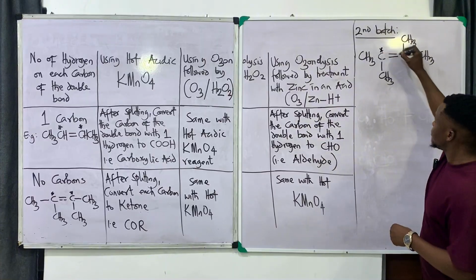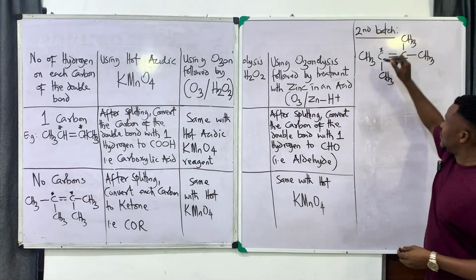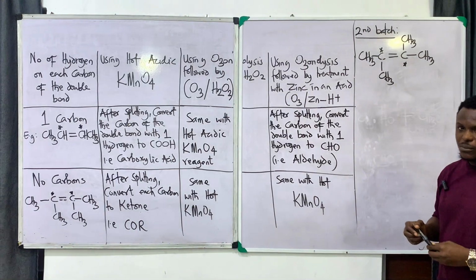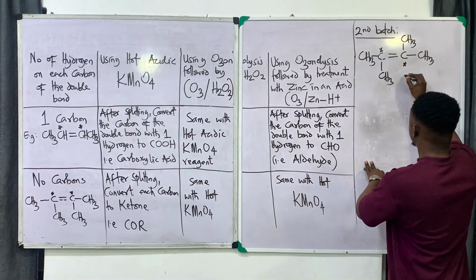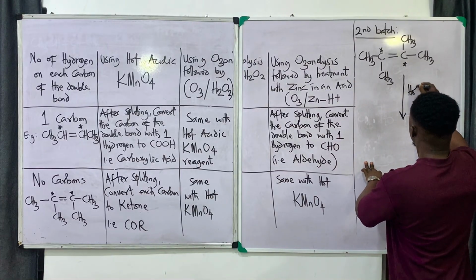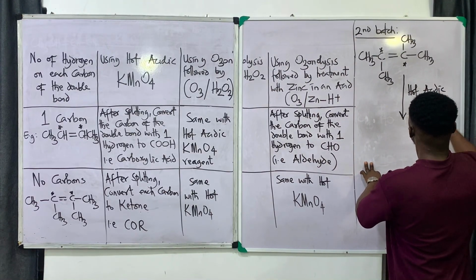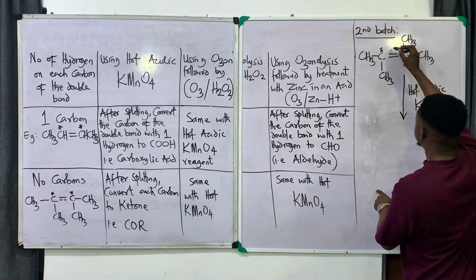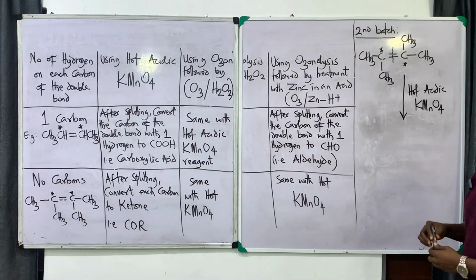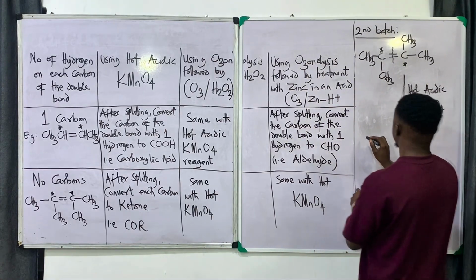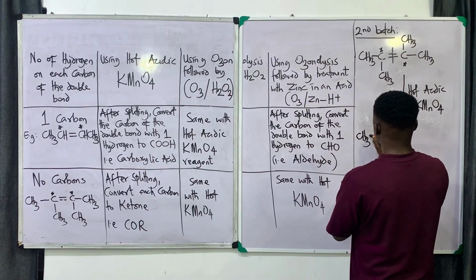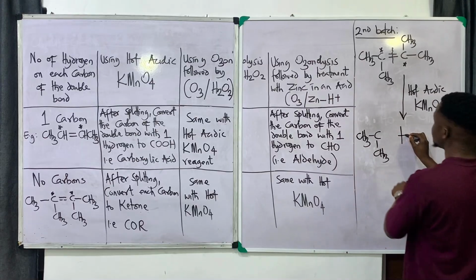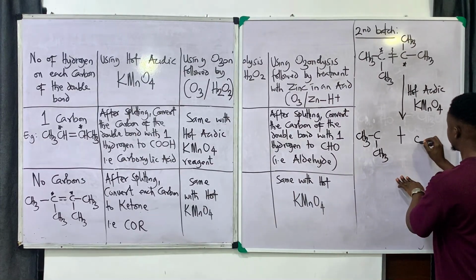So if you look at this guy, they are not having any hydrogen. This hydrogen is on this carbon, not on the carbon of the double bond. All right, so I'll go with hot, acidic, KMnO4. So first thing first, I'll split this guy. So once you split this guy, this becomes CH3 plus C.